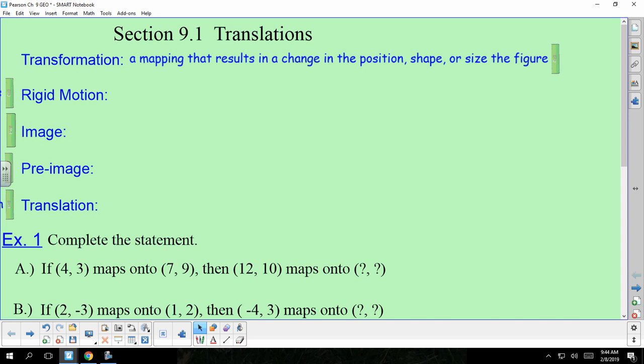Whenever an object keeps the same exact shape, that's what we call a rigid motion. So it's a transformation that preserves distance and angle measures. So all the side lengths, if we were to shift a triangle around, all the side lengths and angles would remain the same. And it doesn't necessarily mean that orientation remains the same, right? But all angles and side lengths are the same. So distance and angle measures.